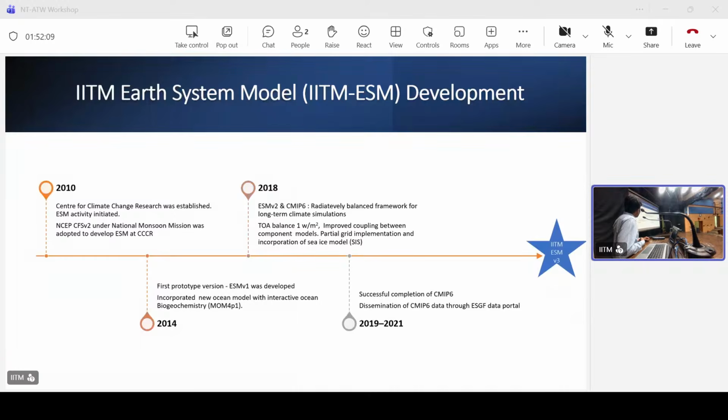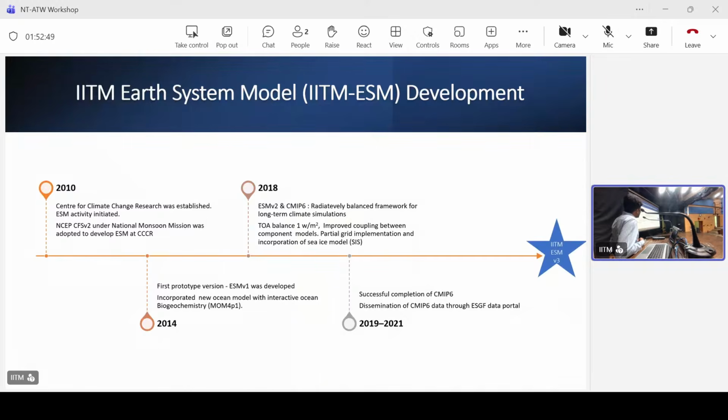From there, we moved to Earth System Model version 2 in 2018, and we participated in CMIP6. For those who are unversed, it is the Climate Model Intercomparison Project 6. There were similar projects earlier, and it's a cycle. Right now, after CMIP6, it moves to CMIP7. We had a radiatively balanced framework for long-term climate simulations, improved coupling between the components after the intercomparison project, and incorporated interactive ocean biogeochemistry. We have partial grid implementation and also a CICE model incorporation.